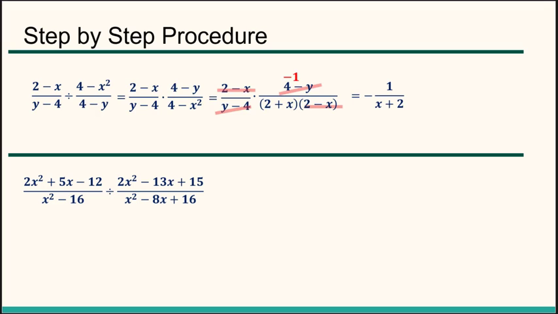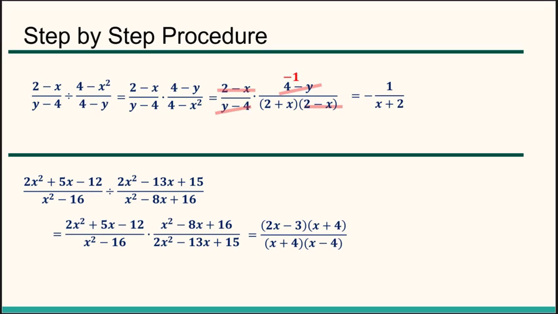Oh my goodness, look at this next one. I've got 2x squared plus 5x minus 12 all over x squared minus 16 divided by 2x squared minus 13x plus 15 all over x squared minus 8x plus 16. Before I can start, just flip that last guy. Okay, then let's start factoring. The first term factors into 2x minus 3 times x plus 4 all over x plus 4 times x minus 4.